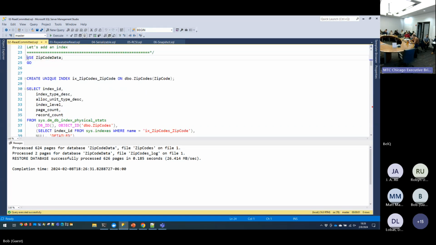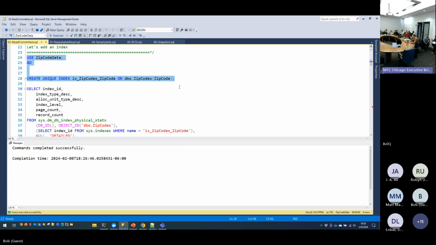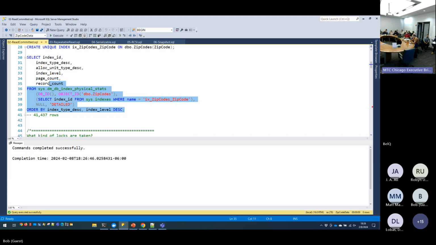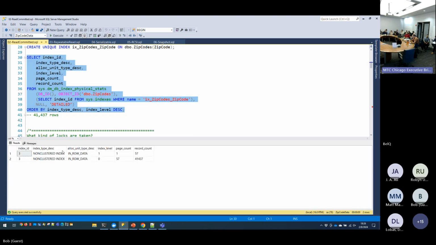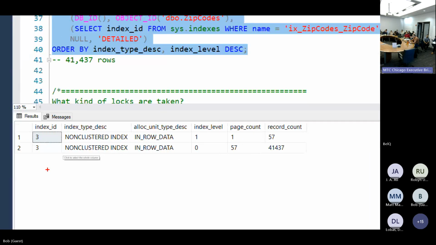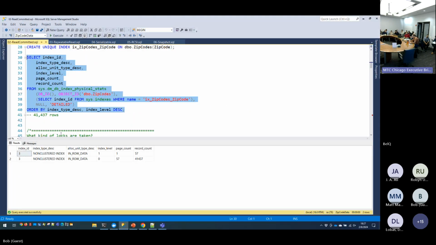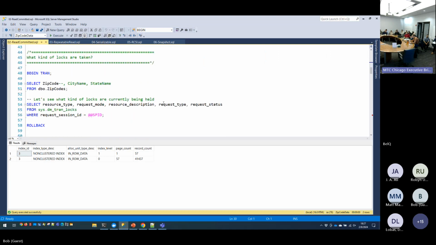To make life a little easier on myself, I'm going to create a unique index on the zip code column. And if I run this query just to see how big this table is, this particular index has 2 levels, and the record count is in the lower right. There are 41,437 rows in this table. We'll need that number in a little bit.